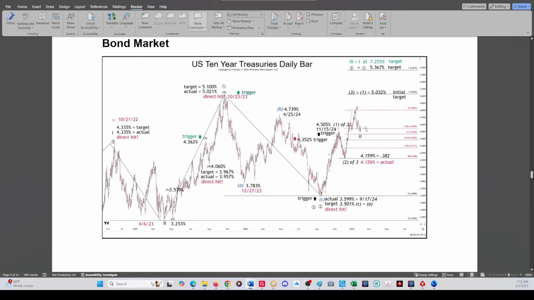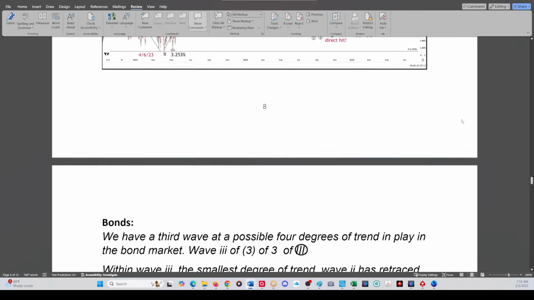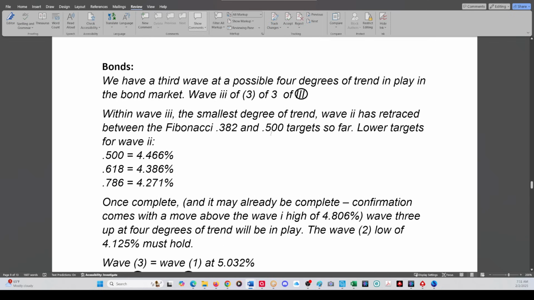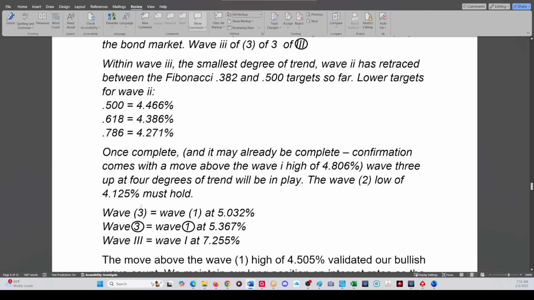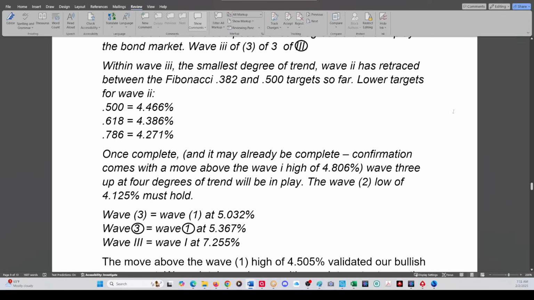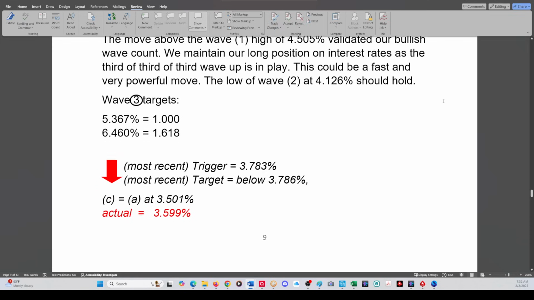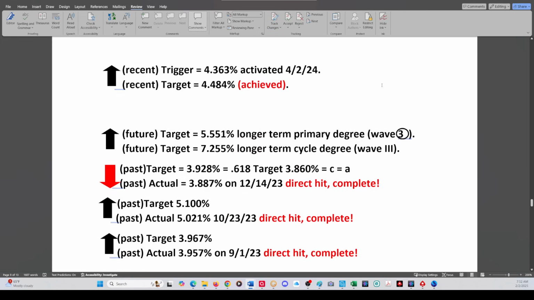1, 2, 3. Okay, we haven't put that 3 target for this little italics 2 because we want to make sure that this 2 is complete before we make this wave 3 target, and we'll have confirmation when it goes above this wave 1 high. I can show you guys that on a chart with bigger numbers there, okay? I think we'll get into that. And there's all of the verbiage. There's all the wave 3 of 3 of 3, okay? And the targets there. And there's all of our triggers and targets.